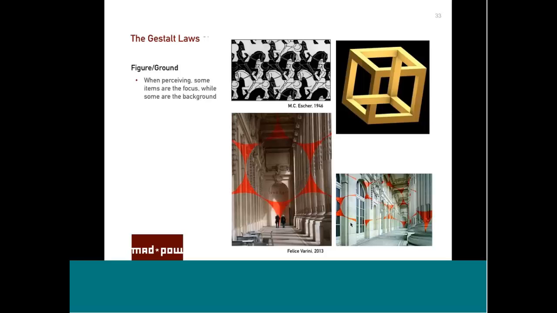The basis for a lot of optical illusions with Escher and the impossible box. And then Delaney's example. Right. The example down on the bottom is by a Swiss artist, Felice Varini. This is actually a photograph that was taken a couple of weeks ago. This is an exhibition at the Grand Palais in Paris.